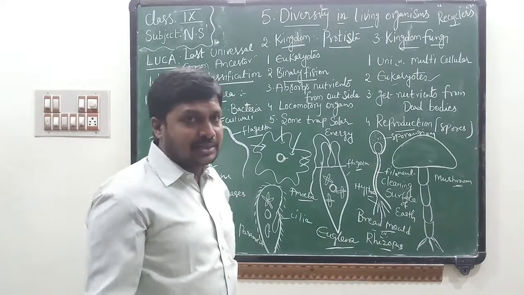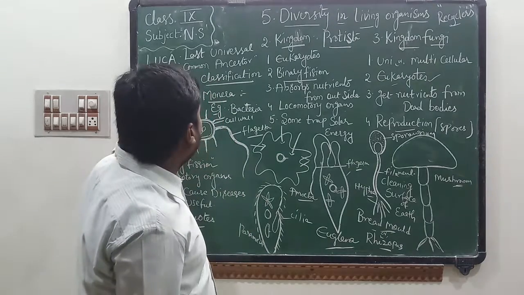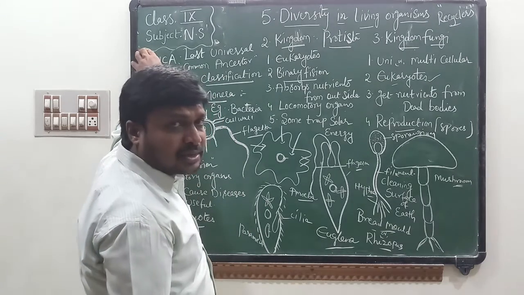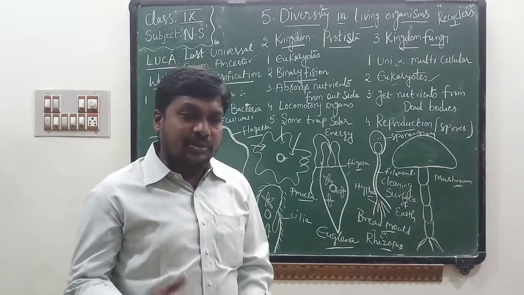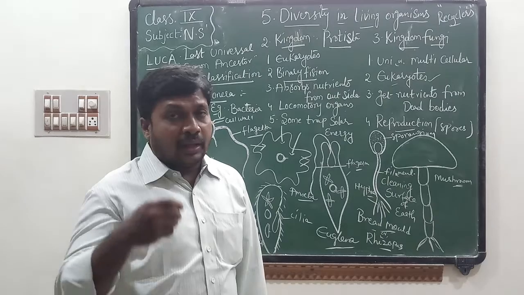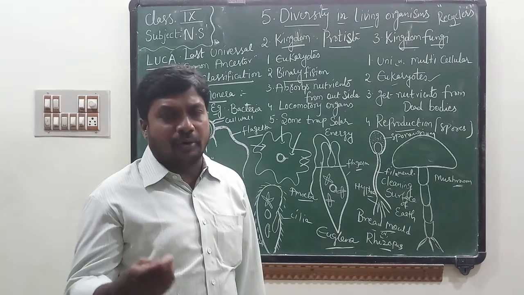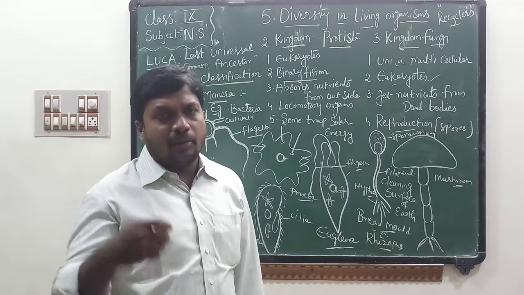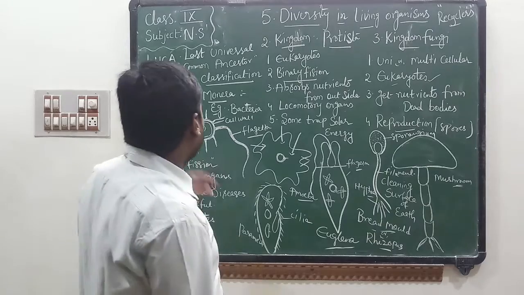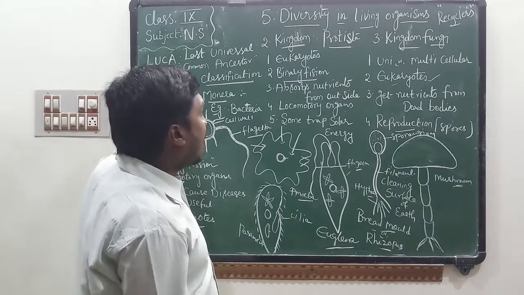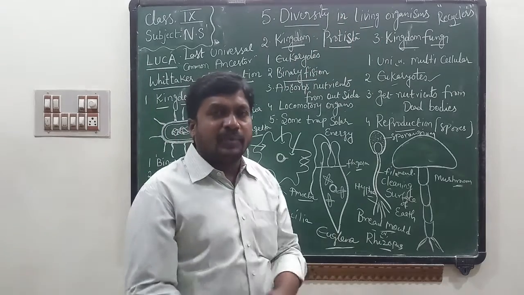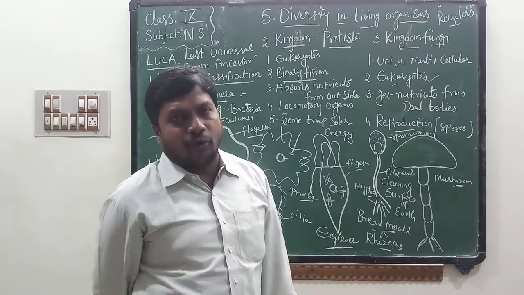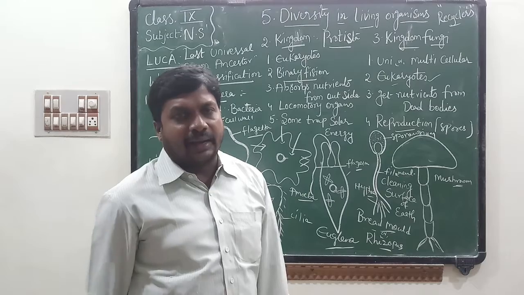So in this class we learnt about LUCA, last universal common ancestor. LUCA means either prokaryotes or eukaryotes developed from a single ancestor. And we learnt about kingdom Monera, kingdom Protista, and kingdom Fungi. In the next class, I will explain about kingdom Plantae and kingdom Animalia.